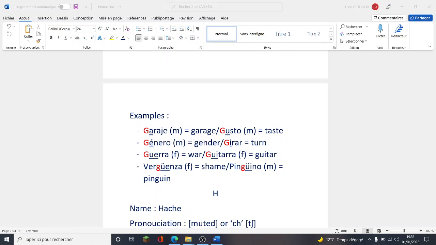It means to turn. In the third line, we have examples of UE and UI. The first word is guerra. It's feminine and means war. And the second one is guitarra. It's feminine and means guitar.